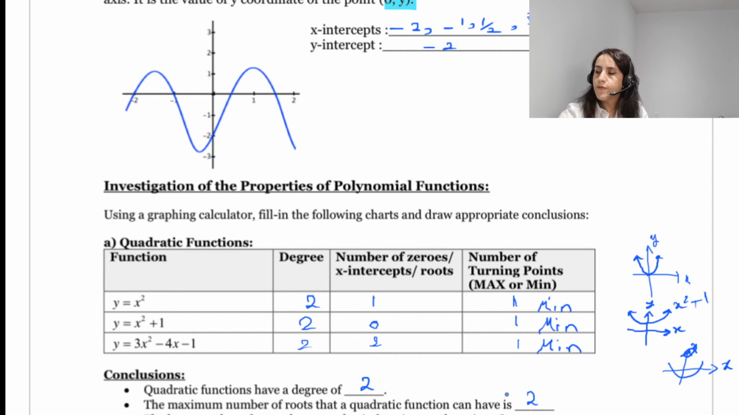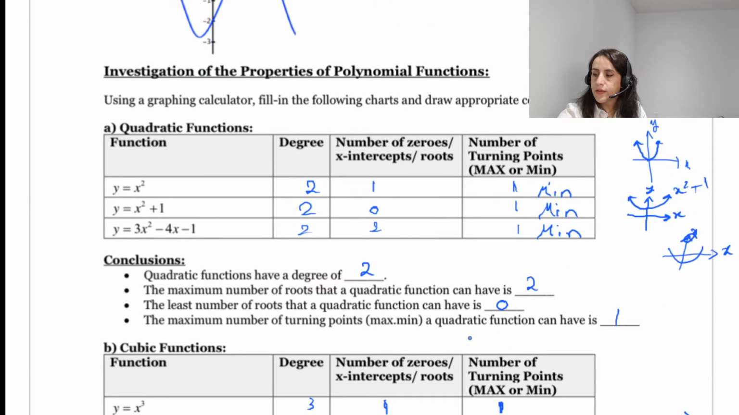I was just talking about the quadratic function has a degree of 2. The maximum number of roots a quadratic function can have is 2. I can have 2, 0 or 1. And the minimum number of zeros is 0. The maximum number of turning points is going to be 1. I can have just 1 turning point.